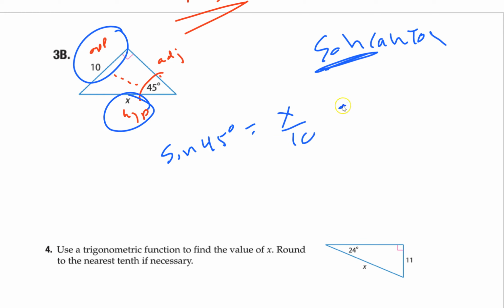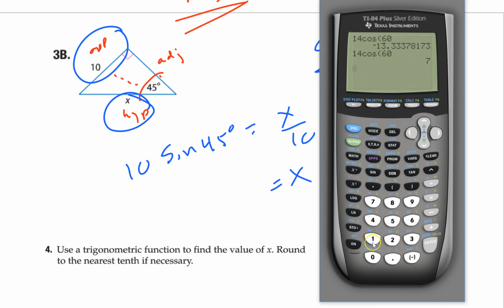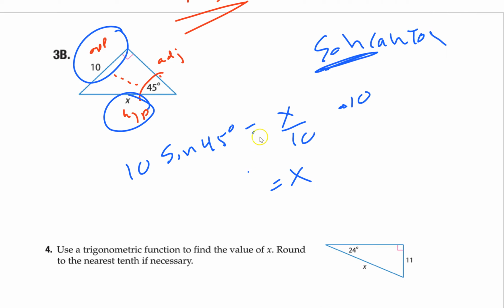To solve this, you're going to multiply both sides by 10 and get x equals 10 sine of 45. It's going to be some decimal. So 10 sine of 45 is 7.07, if we round it to 2 decimal places. Since I'm rounding, I should put a little curly red. It's an approximation. So that's the idea.